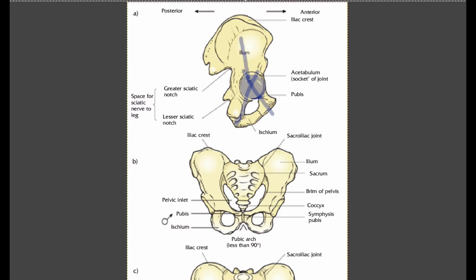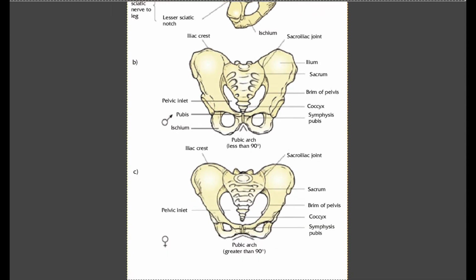So first, let's look at the anterior part of the pelvis and look at the ilium. Of the ilium, we have these big crests right here, these big ridges. If you put your hands on top of your hips, this is what you're touching. You're touching what's known as the iliac crest. This is the crest of the ilium.